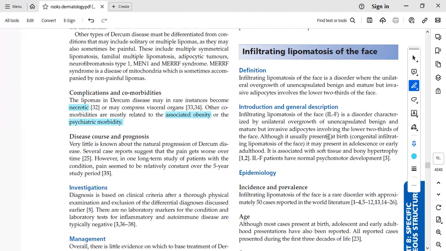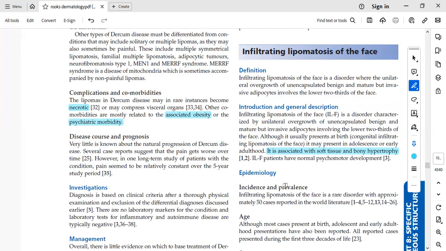It usually presents at birth. It is congenital infiltrating lipomatosis of the face. It may present in adolescence or early adulthood. It is associated with soft tissue and bony hypertrophy. So its associations are soft tissue and bony hypertrophy. In infiltrating lipomatosis of the face, patients have normal psychomotor development.